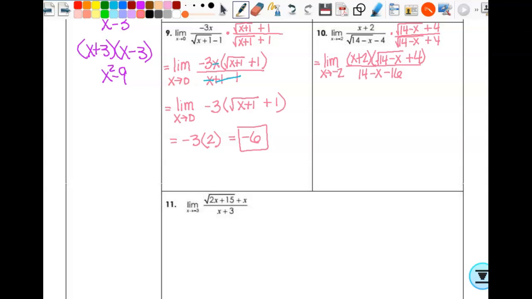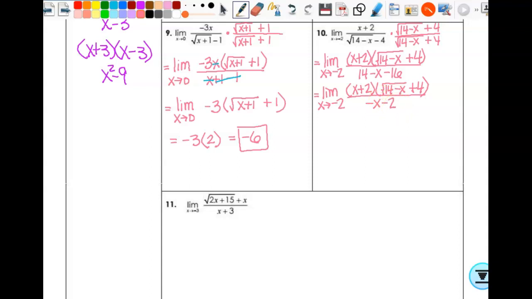Did we all get here okay? Make sense? Okay, so let's start cleaning that up. We'll clean up the denominator. We get the limit as x approaches negative 2. I'm going to rewrite my numerator: x plus 2 times square root of 14 minus x plus 4. And then that'll be negative x minus 2.